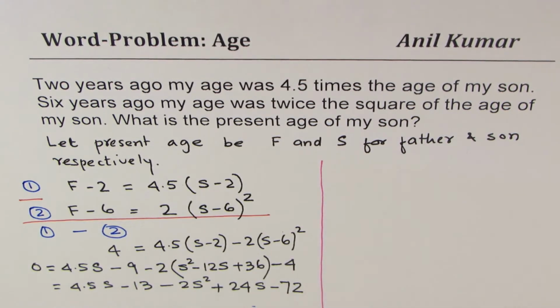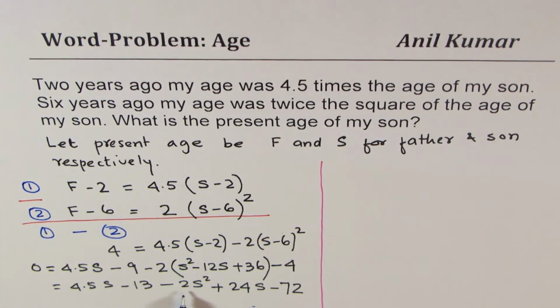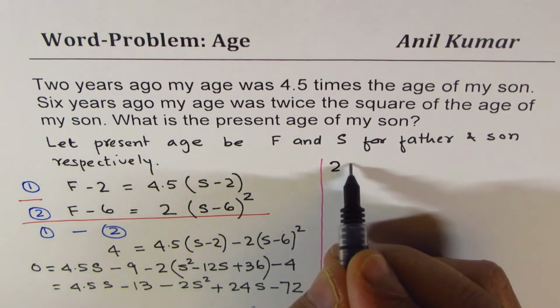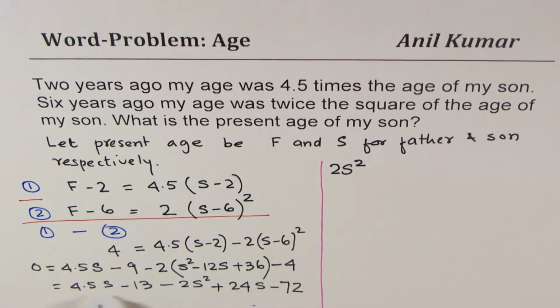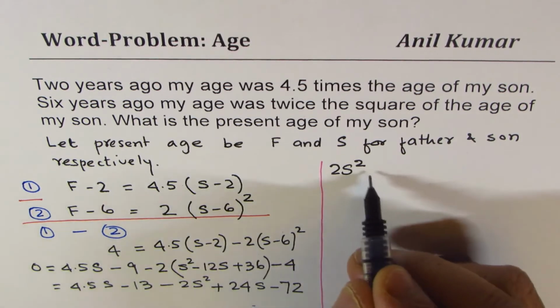So now it's not so difficult. The important thing is how to make these equations. Now, I will always like to keep the coefficient of s square positive, and therefore I'll just combine these two terms and take them to the left side. So I'll write 2s square. And then we have the s terms, which are 4.5s and 24s. Add them, 28.5.